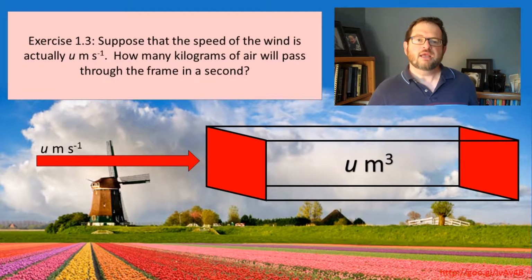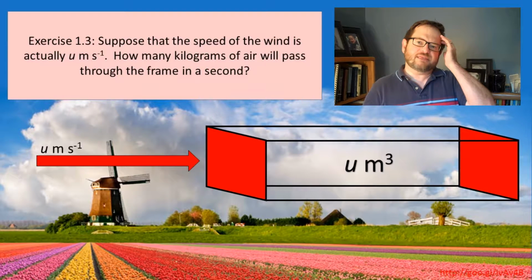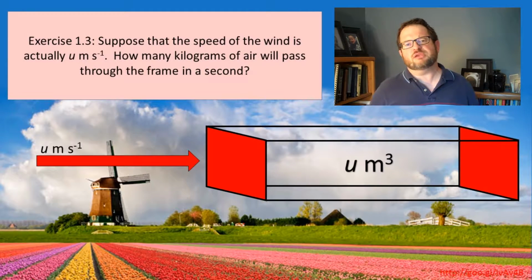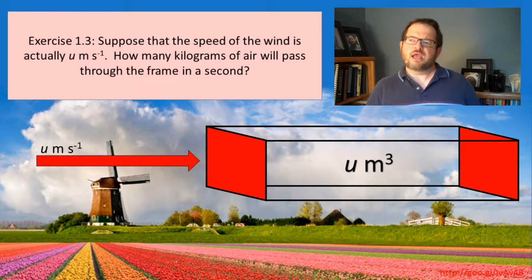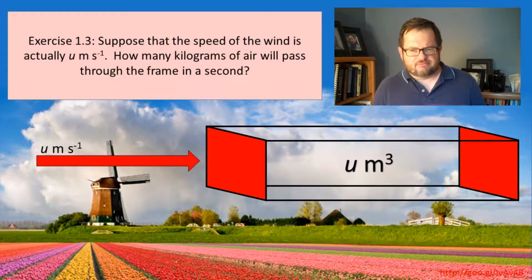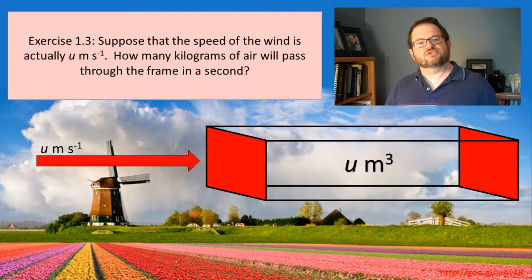Question 1.3. Now suppose you have that the speed of the wind was actually something different than 10 meters per second. In fact, let's make it pretty general and say u meters per second. Okay, u is one of the ways that meteorologists tend to write part of the wind speed. So we're just using their symbols here.